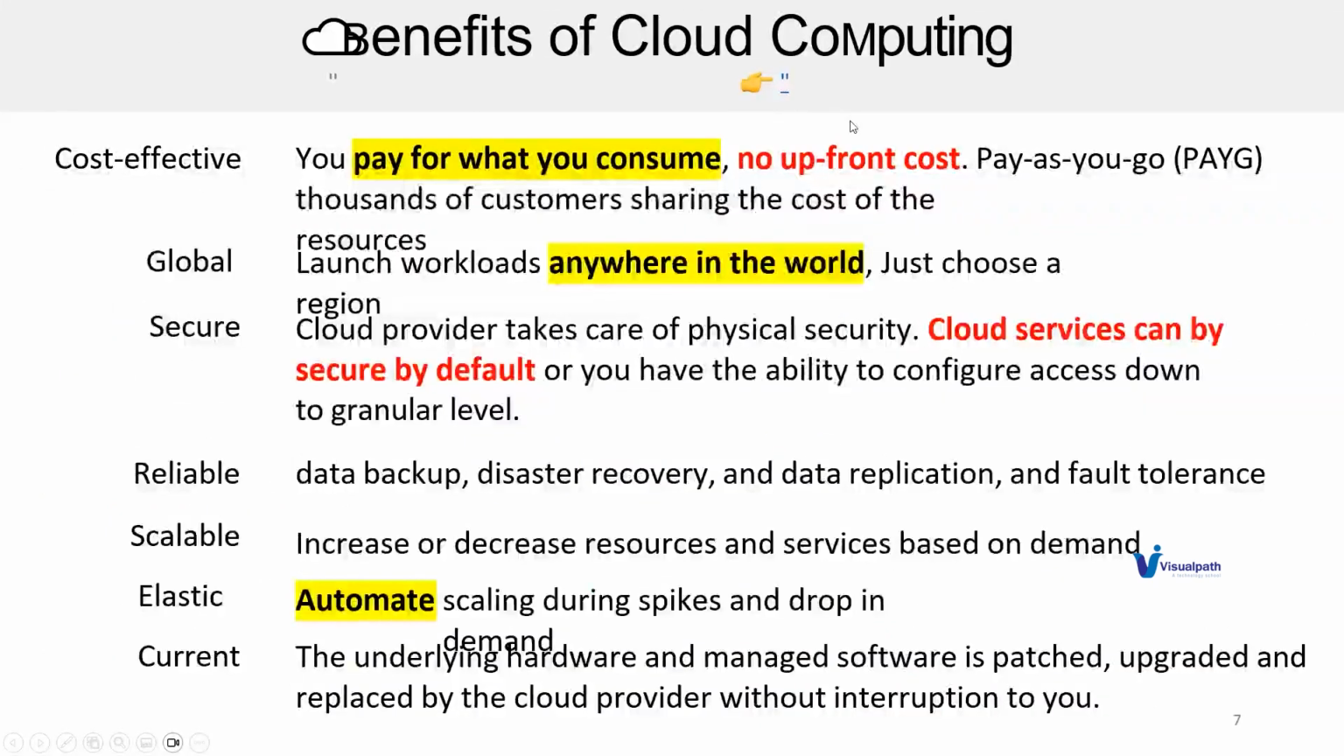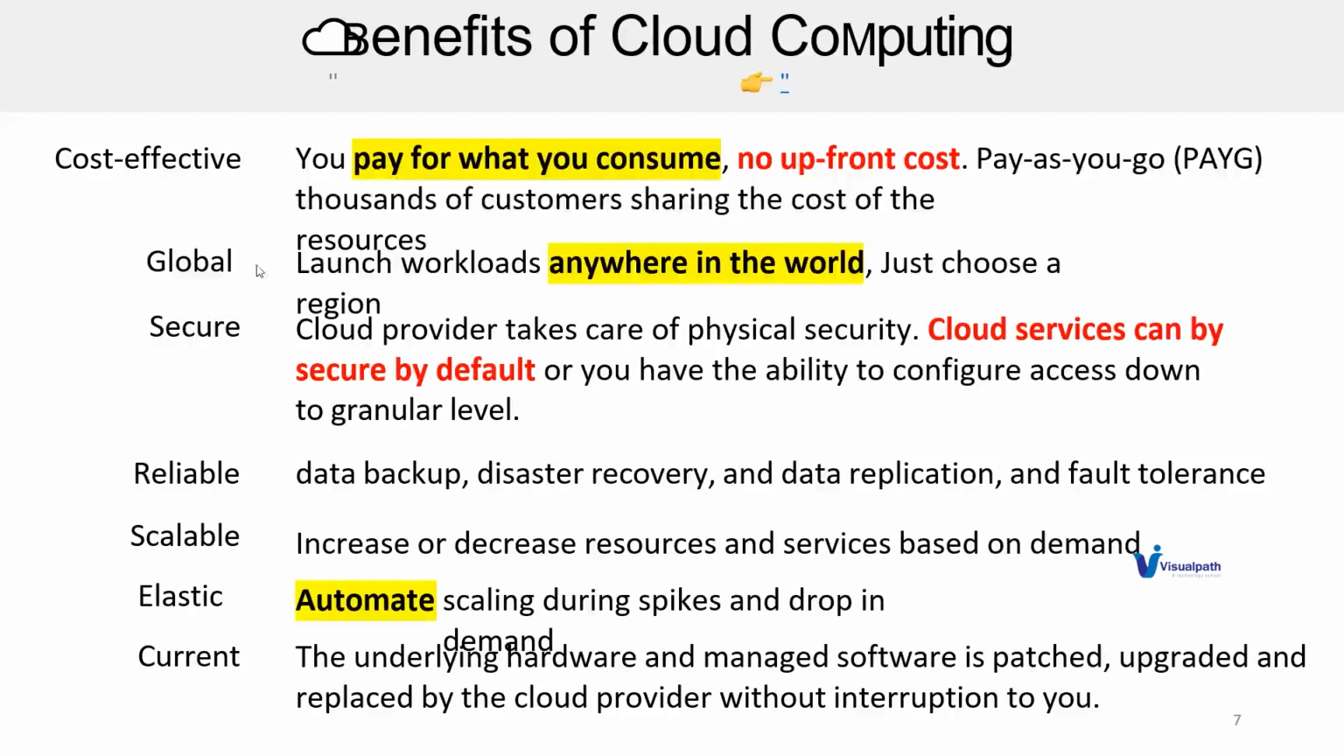Now, benefits of the cloud computing system. Cost effective. This is very important. The highlight is: you pay for what you consume. And then there is something called no upfront cost. What do you mean by no upfront cost? Because you are not going to purchase that computer, right? You use that computer and pay for how many minutes or seconds or hours you are using it, and then you are done.